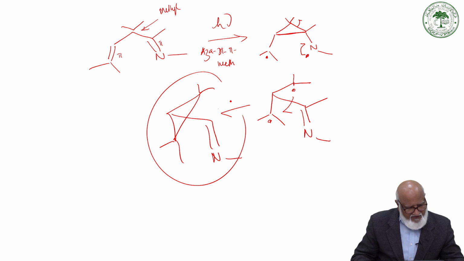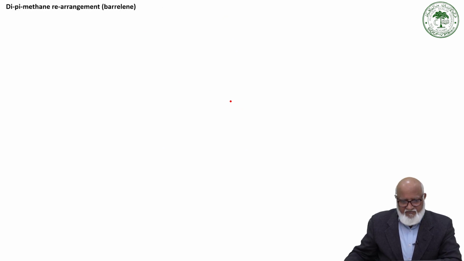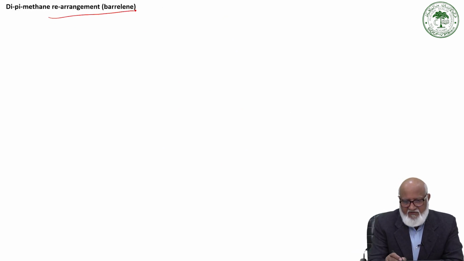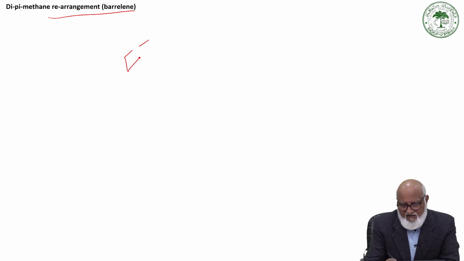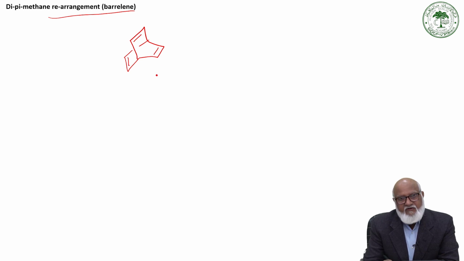Now coming to the next one, the di-pi-methane rearrangement observed in the case of barrelene. So for example, we have a system like this. The common name for this is barrelene, which is nothing but a bicyclic system. It has a ring junction between 1 and 4.